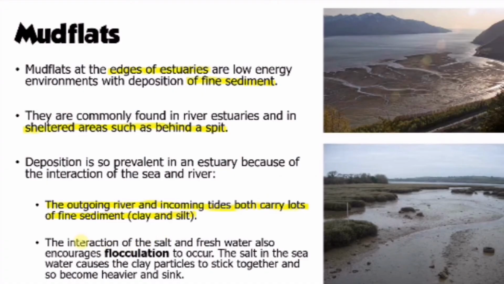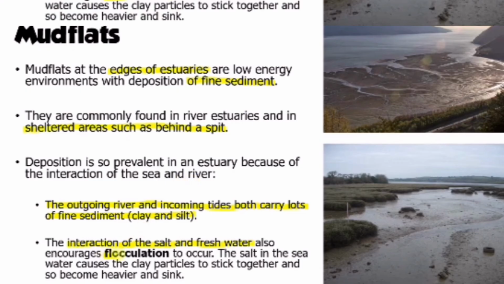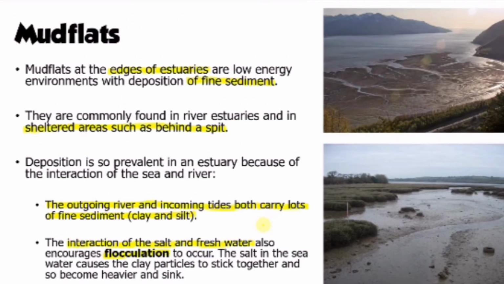Another important process is the interaction of the salt water from the sea and the fresh water from the river. What happens as a result of this is a process called flocculation. More about that in a minute. But what happens as a result of flocculation is that the salt in the seawater causes the clay particles, which might be floating around in the water, to stick together and therefore become heavier and ultimately sink and settle to the bottom and be deposited.